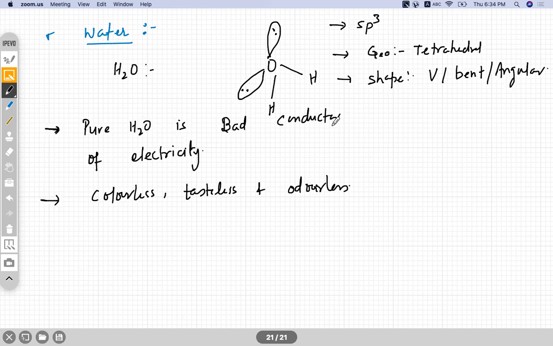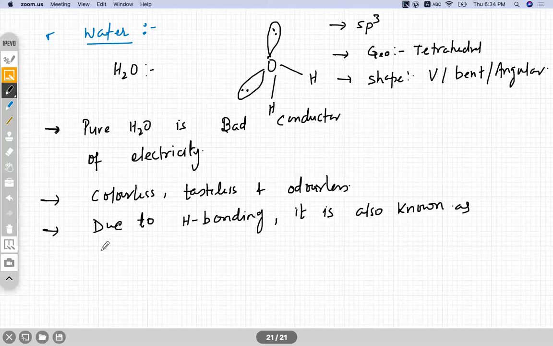Due to hydrogen bonding, due to H bonding, it is also known as an associated molecule.